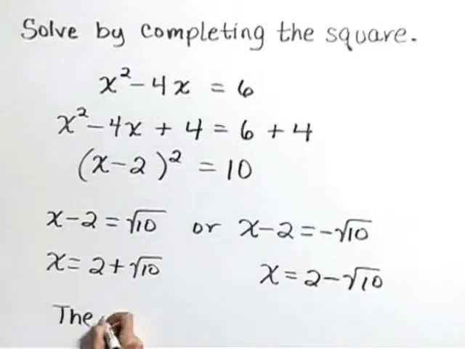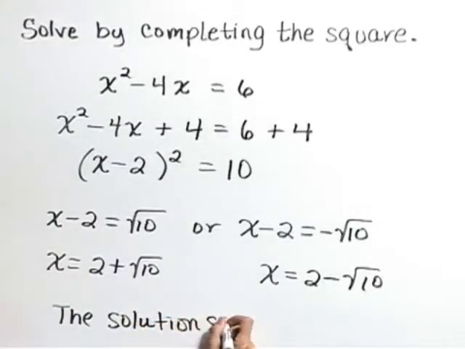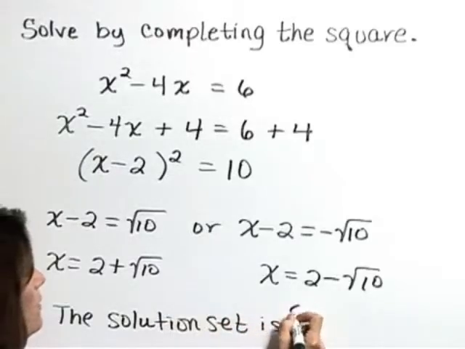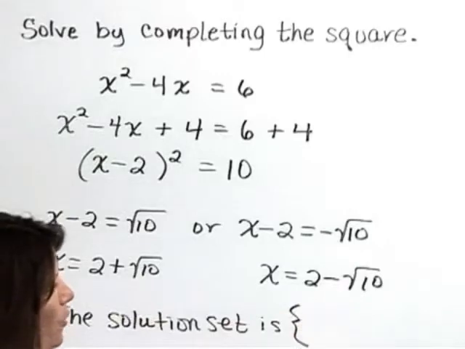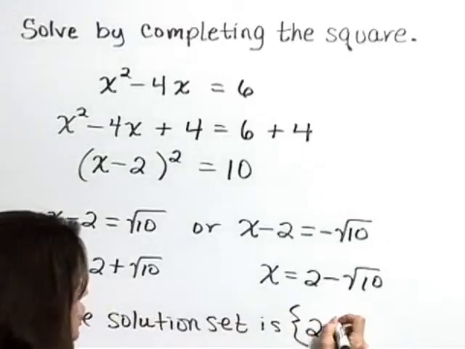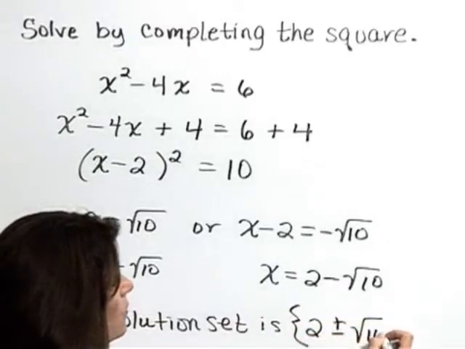So let's summarize by saying the solution set is 2 plus the square root of 10 and 2 minus the square root of 10. I'm going to write that succinctly as 2 plus or minus the square root of 10.